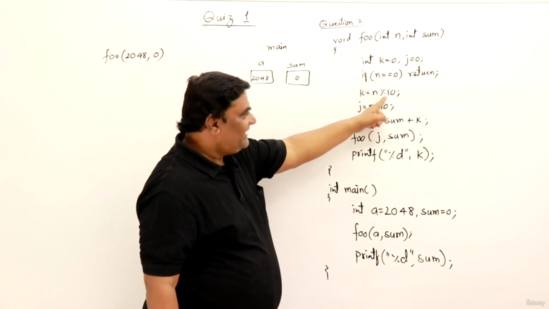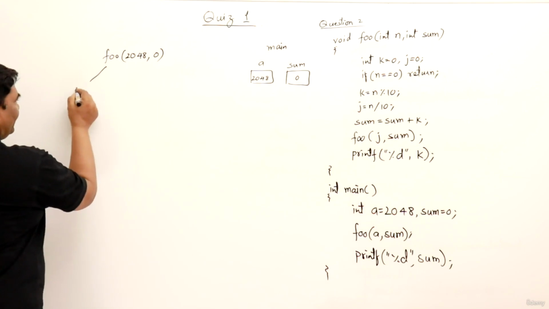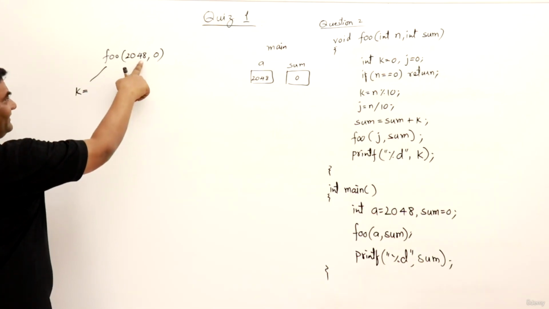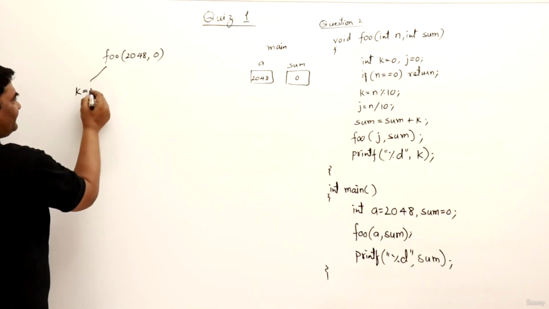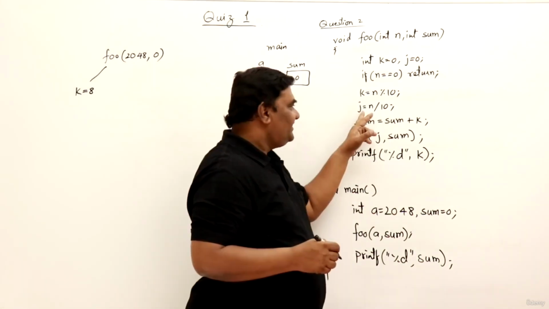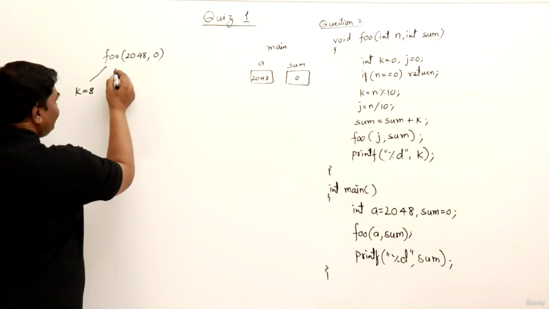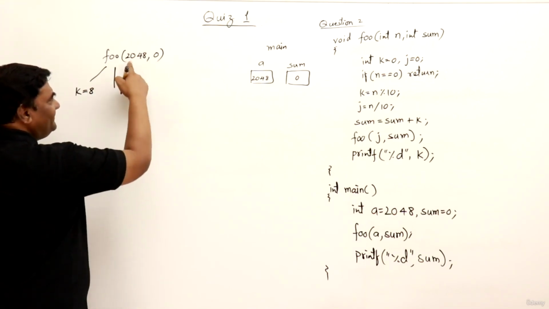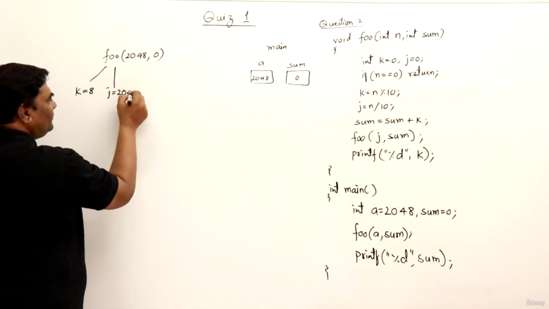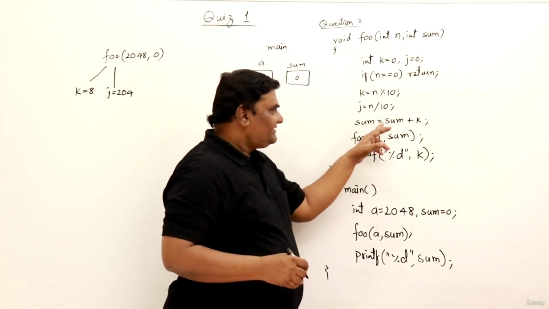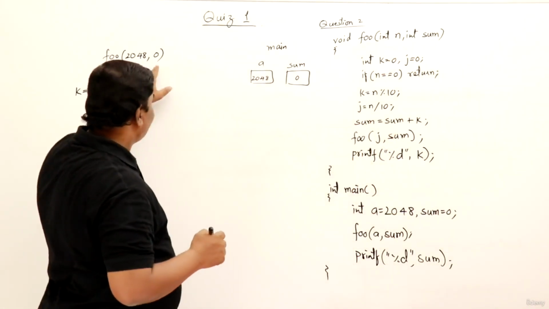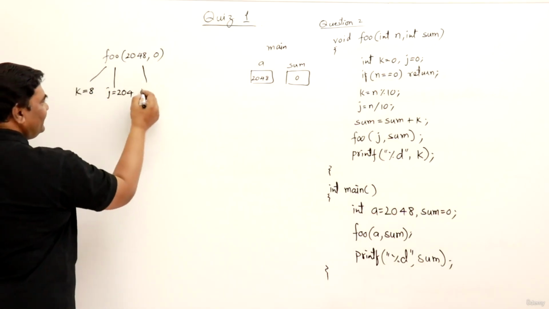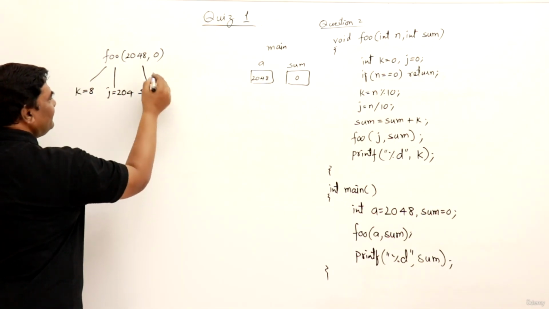First step, k assign n mod 10. So what will be the value of k? Mod 10, how much is it? If you divide this number by 10, then the remainder will be 8. So k is 8. The next step, j assign n divided by 10. n is 2048, so when you divide it by 10, 8 will be gone. It will be 204. So j will be 204. Sum assign sum plus k. What is the value of sum? 0. Sum plus k, so 0 plus k. So sum will be 0 plus 8, that is 8.